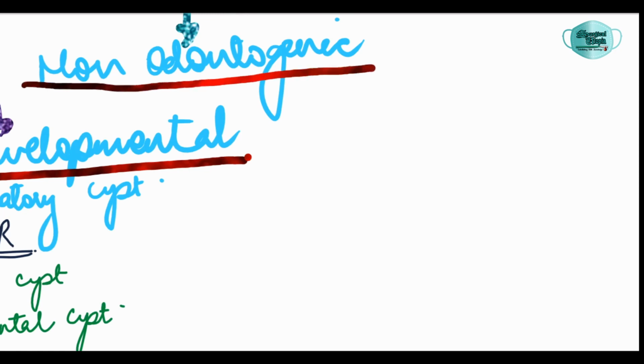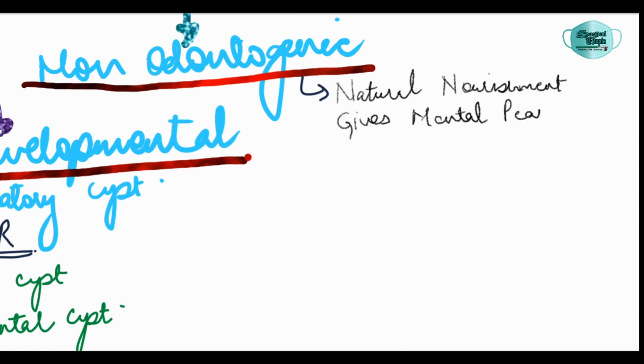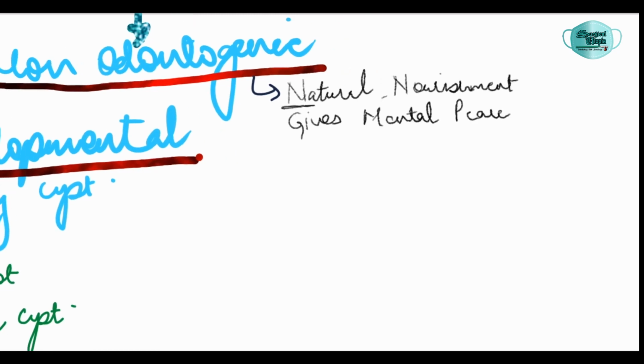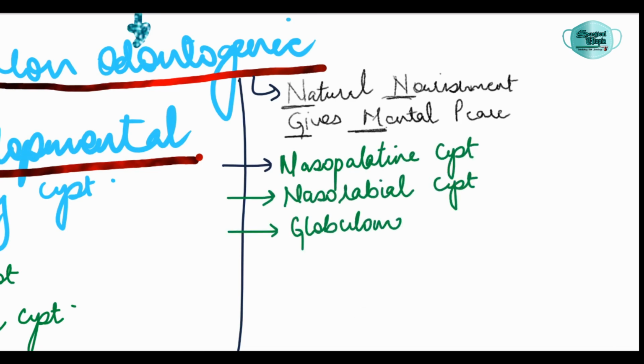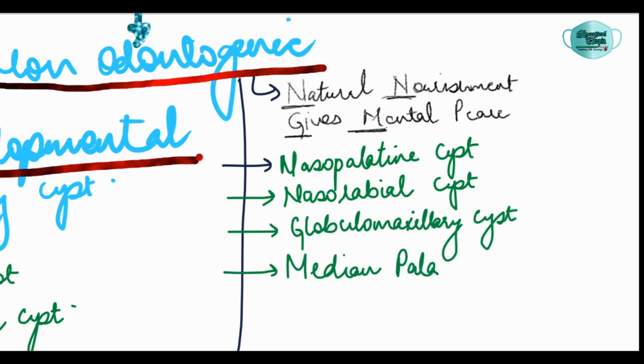The second category is the cyst arising from the non-odontogenic origin. The mnemonic to remember the cysts lying in this is: nature's nourishment gives mental peace. With N we have the nasopalatine cyst, with the second N the nasolabial cyst, with G the globulomaxillary cyst, and with M the median palatine cyst.